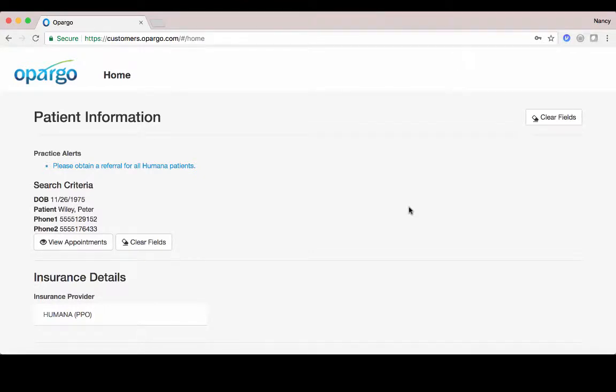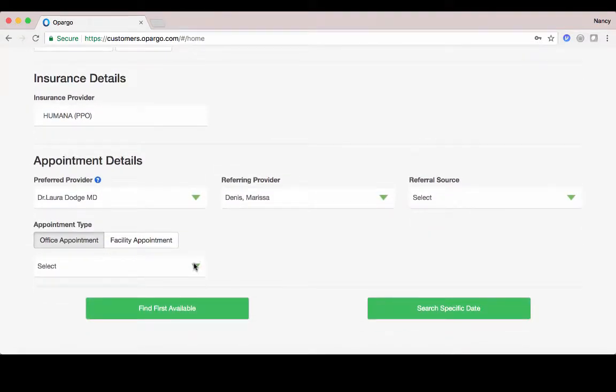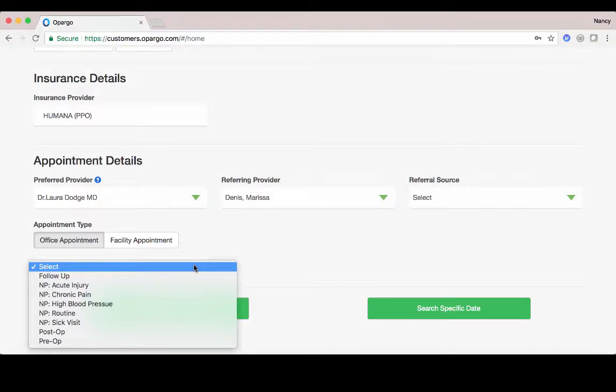You can see that some of the patient's information has been pulled into Opargo via a real-time integration with your practice management system. First, you'll see an alert specific to this patient's insurance. Let's take a look at how we can automate some of those provider preferences and practice goals at the time of scheduling. We can see that Dr. Dodge sees both new acute injuries and new patients with high blood pressure.